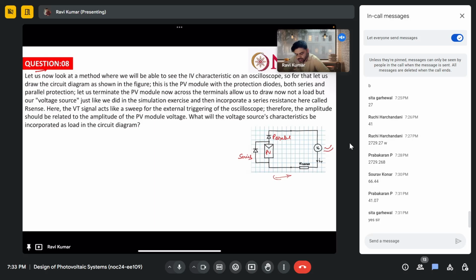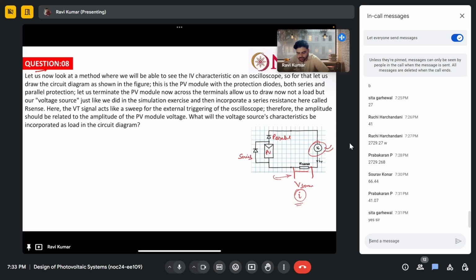Just as we did in the simulation exercise, we incorporate a series resistance here called R sense. That is the resistance across which we can calculate V sense and then calculate the current I. So we are utilizing this R sense to calculate the current. Here the VT signal acts like a sweep for the external triggering of the oscilloscope. Therefore, the amplitude should be related to the amplitude of the PV module voltage. It is saying about this voltage.